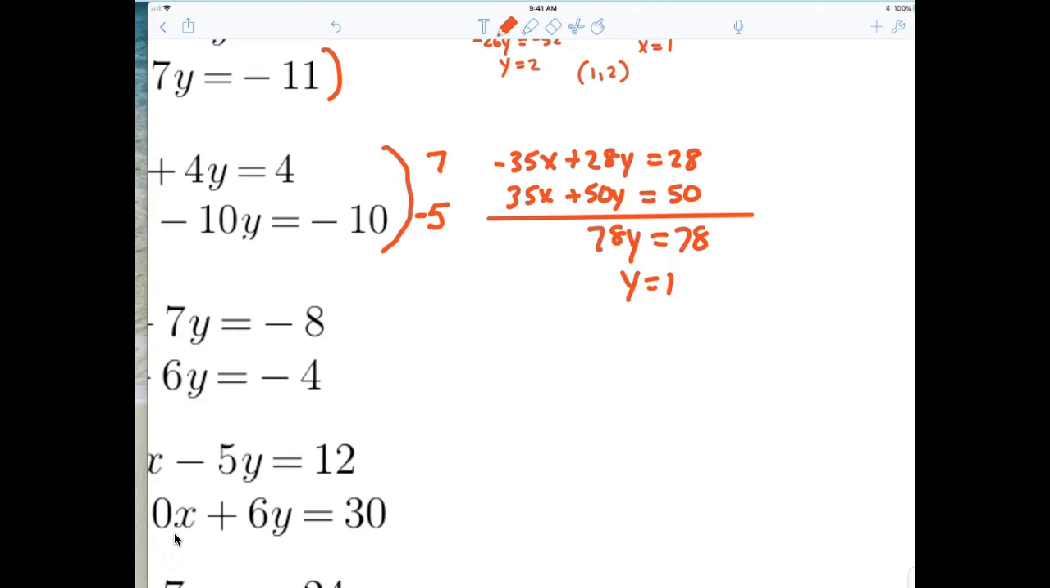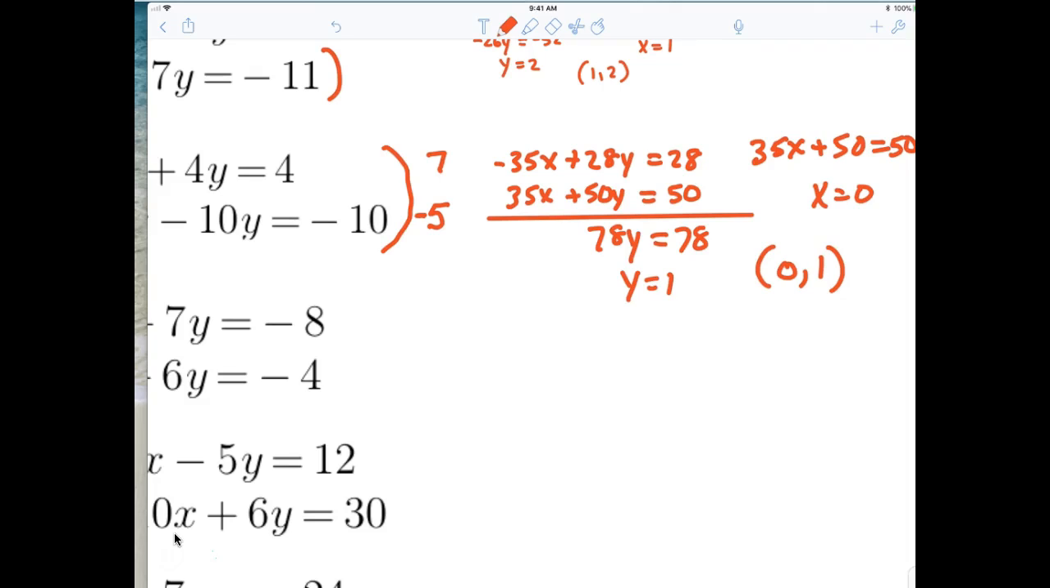I'm going to do the bottom one. Okay, all right. 35x plus 50 equals 50. So you should know automatically that x has to be what? Yes, x is 0. That's what I'm trying to get you guys to realize. The reason we know it's 0 is because 50 equals 50. So the only thing x can be is 0. So I have solution 0, 1.